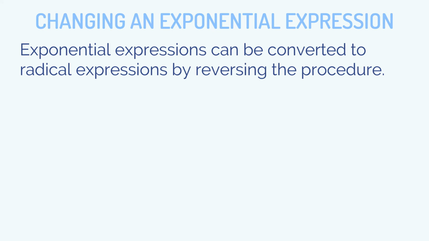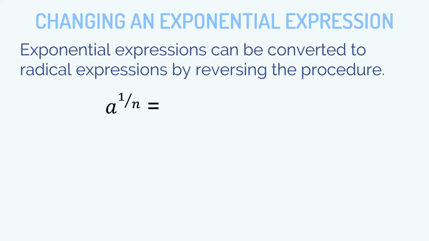Now, what if we have an exponential expression and we don't want to see this expression in exponential form and we want to see it in radical form? Or maybe we need to simplify this expression that is in exponential form, but we cannot see how to simplify it. What we can do is to reverse the process. So if I have an expression in exponential form, we can write it in radical form.